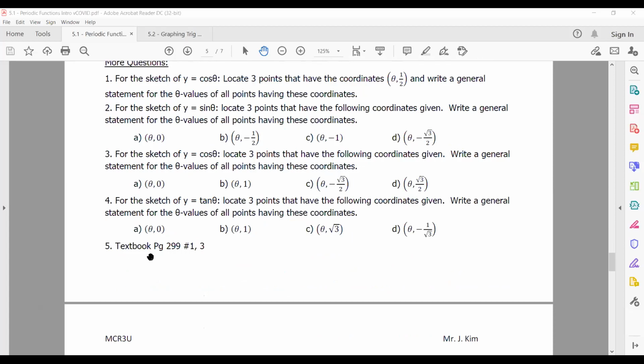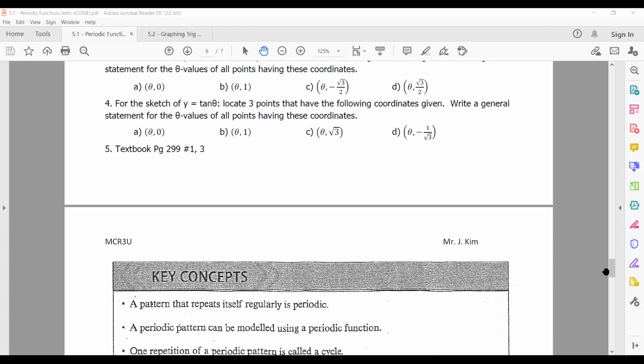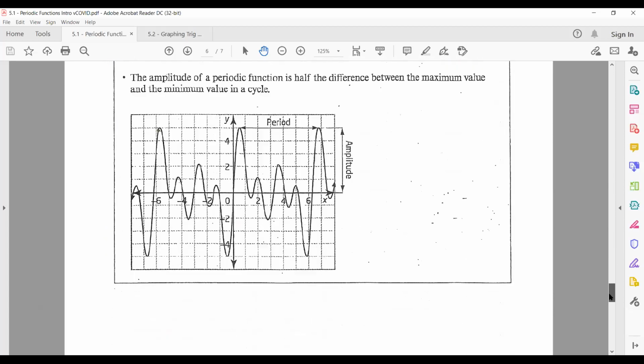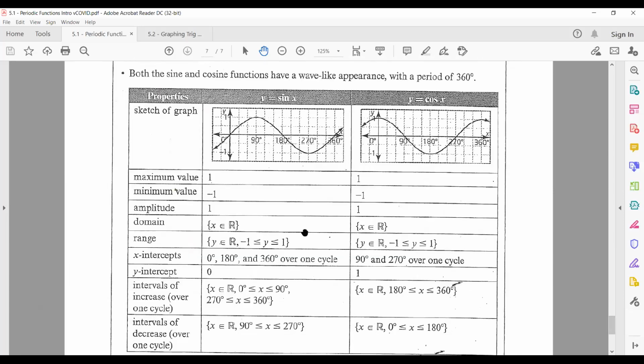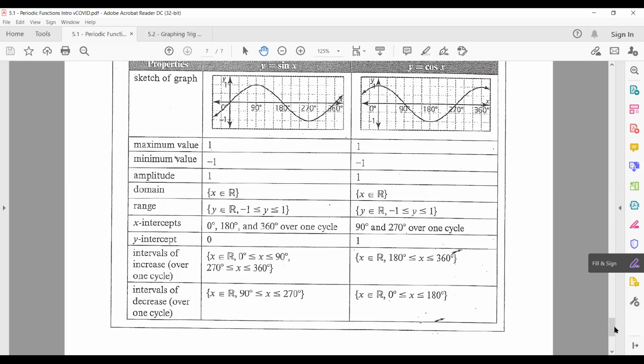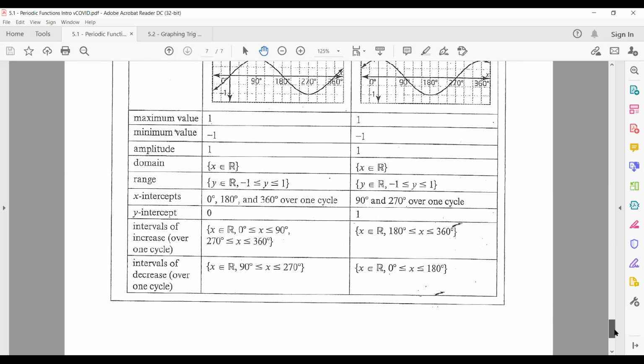Here are some practice questions along with some textbook questions you can try. The pages following is just a summary that's straight from a textbook that tries to describe even the domain and range and certain relationships that sine and cosine curves have with each other.